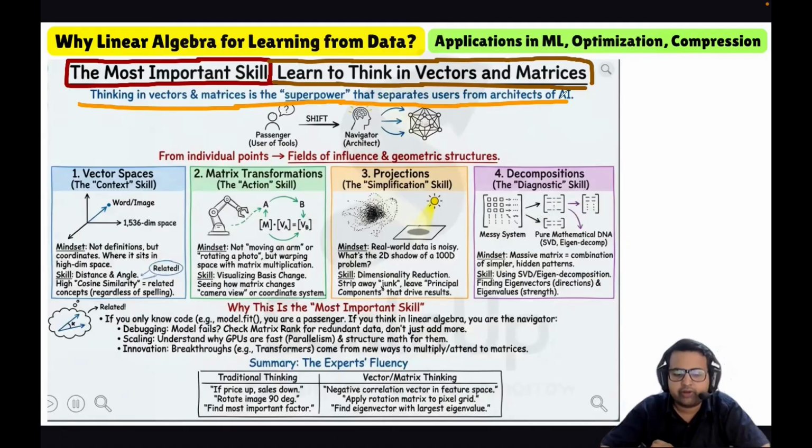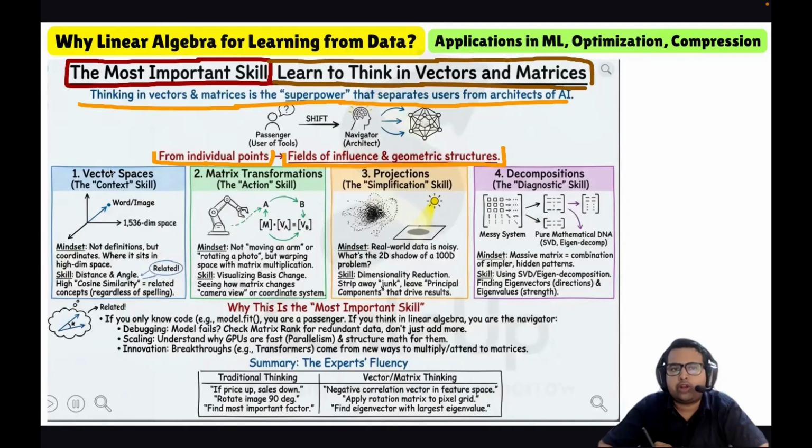It's a shift from seeing data as individual points to seeing it as fields of influence and geometric structures. So if you think in terms of vectors and matrices, you're shifting from seeing data as individual points to seeing the data as fields of influence and geometric structures. Now let us look at how experts in different fields apply this mental framework of thinking in terms of vectors and matrices to solve world-class problems.